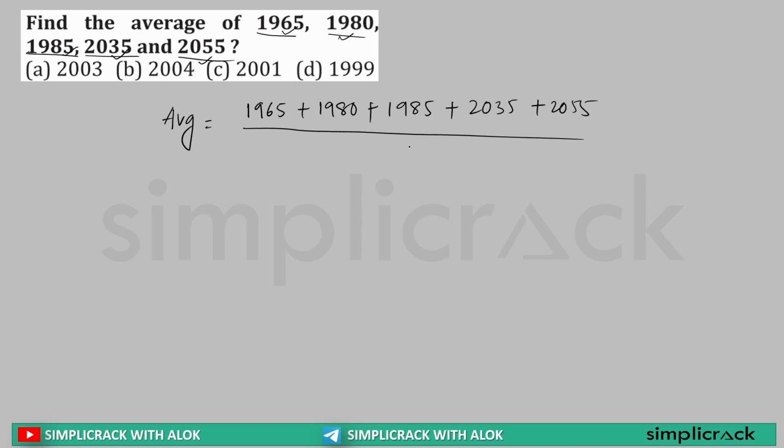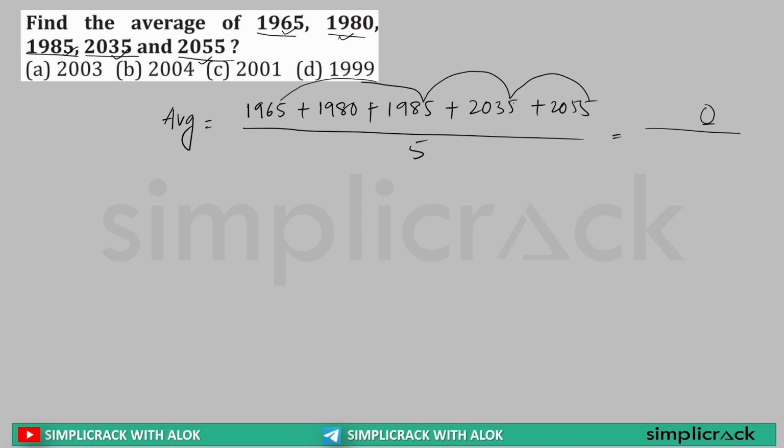Divided by how many observations, sir? 5 observations. Now if I add it, how much will I get? Sir, 5 plus 5 is equal to 10, plus 5 is 15, plus 5 is equal to 20. So your last digit, unit digit, is what, sir? Sir, 5 plus 5 is 10, plus 5 is 15, plus 5 is 20.